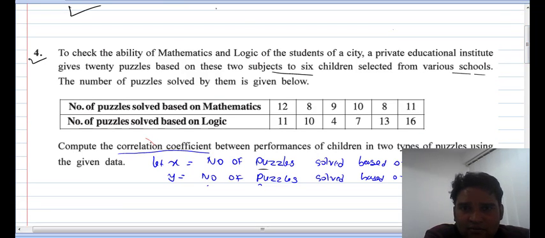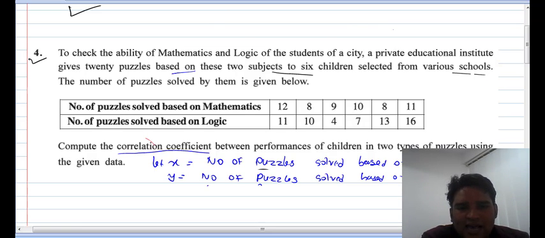Now let's take one example so that your concept will be strong and your doubts will be clear. To check the ability in mathematics and logic of the students, a private education institute in a city gives 20 puzzles based on these two subjects to 6 children selected from various schools. The number of puzzles solved by them is given below: puzzles solved in mathematics and puzzles solved in logic. Now we have to compute the correlation coefficient. So underline this, it is a really important word, right? We have to calculate the correlation coefficient.